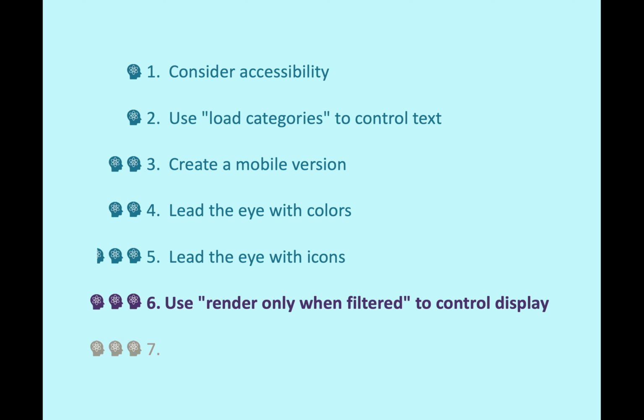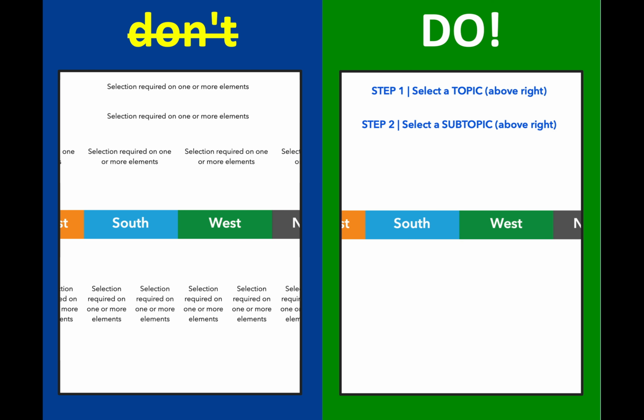Next two have three heads. That means that they're trickier. Render only when filtered. Raise your hand if you've used that before. Do not let your dashboards look like the one on the left. This is what happens if you don't do anything special, and if you do something a little bit special, it can look like the one on the right.